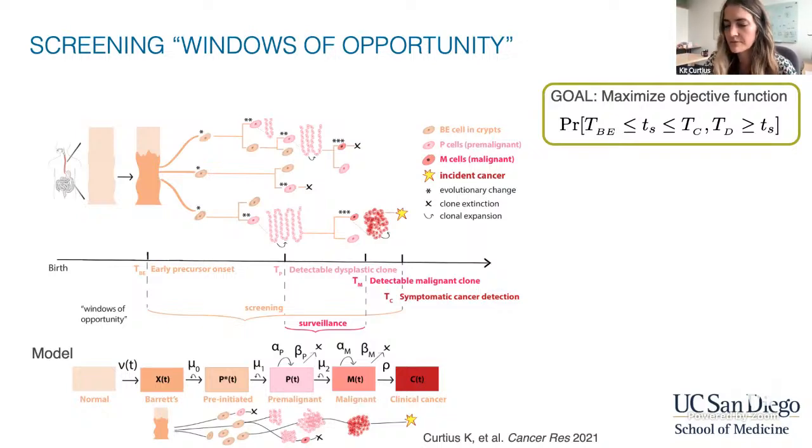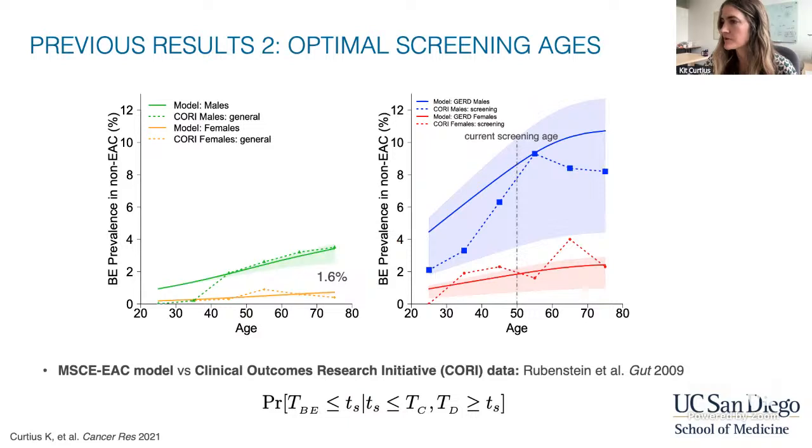And we call this an objective function that we're trying to maximize. Again, when we look at what the model predicts for Barrett's prevalence in both the general population and the GERD-specific population, we can write down this equation for the cumulative probability, or the prevalence of Barrett's in the population, given that these patients don't have cancer yet and they're still alive, and compare that to what the clinical data shows. The clinical data is in the dotted lines and the model predictions are in the solid lines.